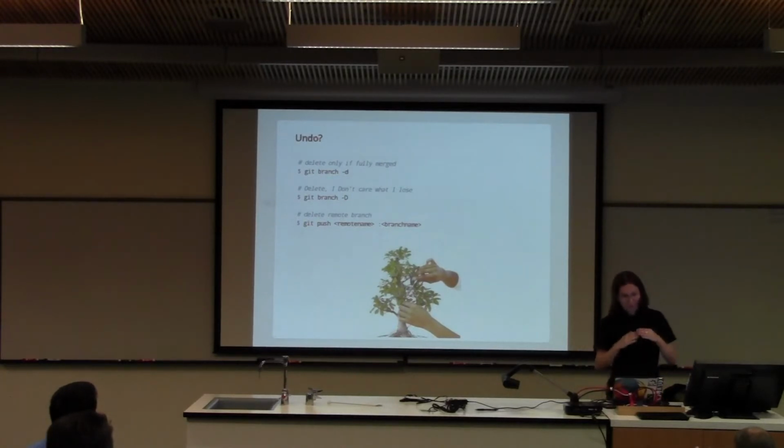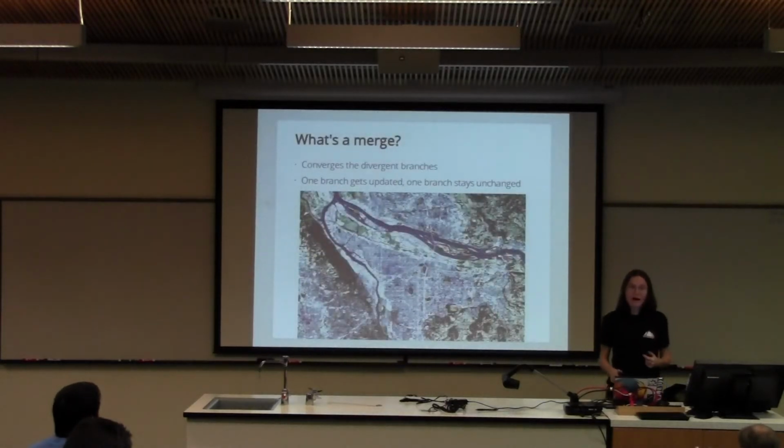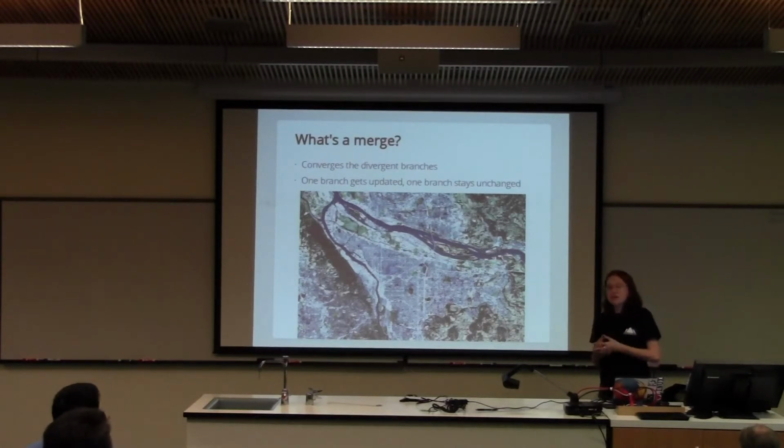So we've got some commits, let's say, on our develop branch, and we've got some stuff on our master branch. We want everything to end up in one branch. How do we do that? We merge them. It converges the two branches, and the long story short of how it works is that Git is really magical.